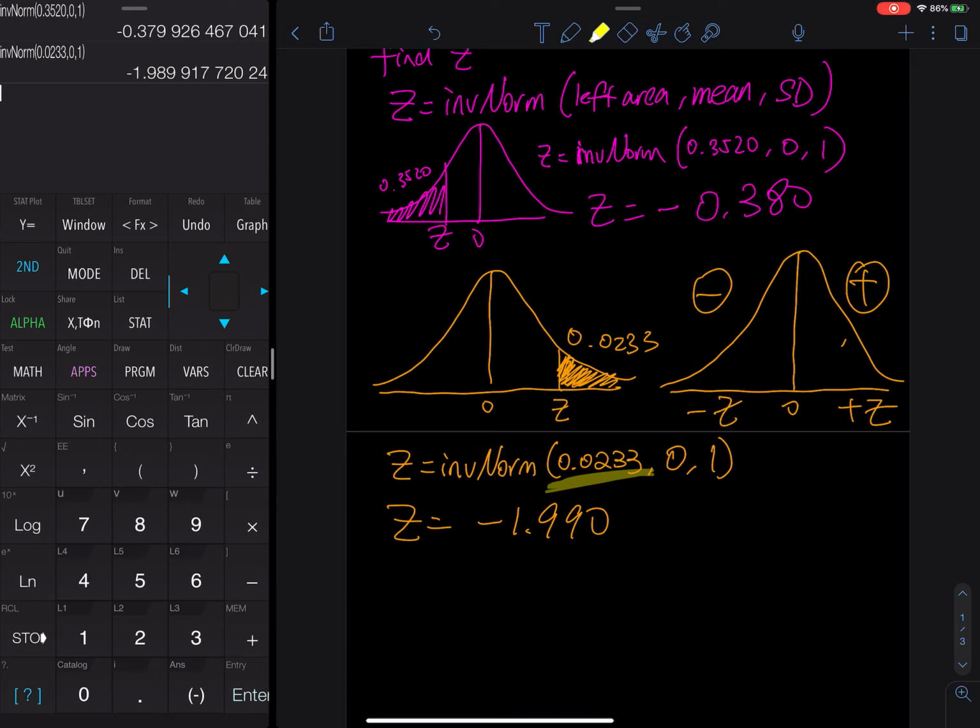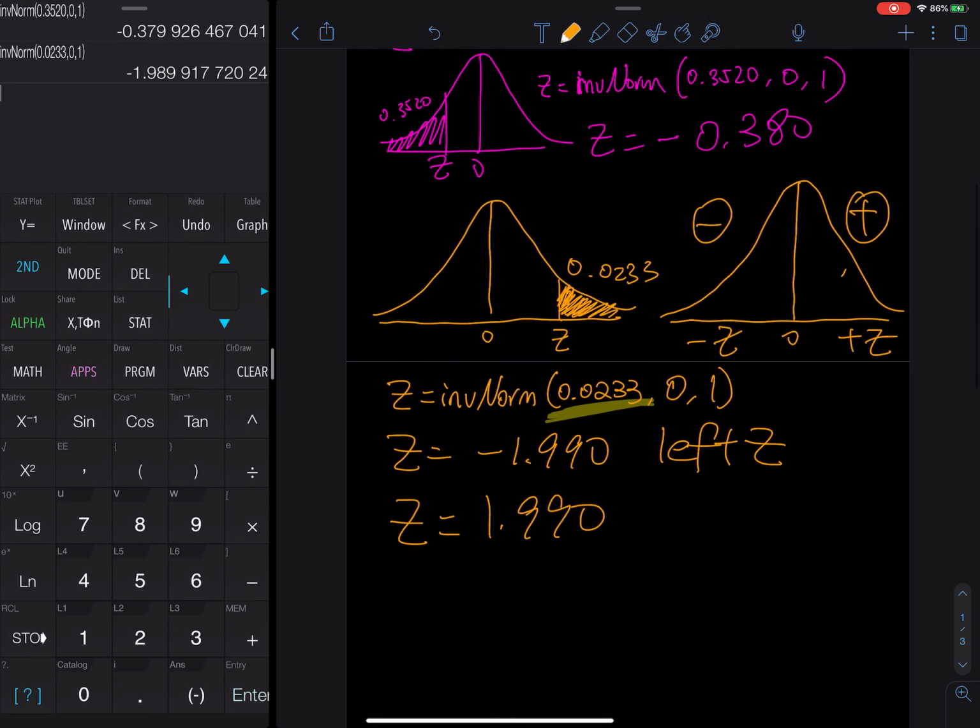That's fine. They assume the area you input is the left side, but this one I need a positive. What is the correct answer? The correct answer is this: this is a left Z, and the Z on the right is positive 1.990. All you have to do is remove the negative sign. How come we have one negative on the left and one positive on the right? The answer relates to one of the characteristics of this bell curve. The curve is symmetric.